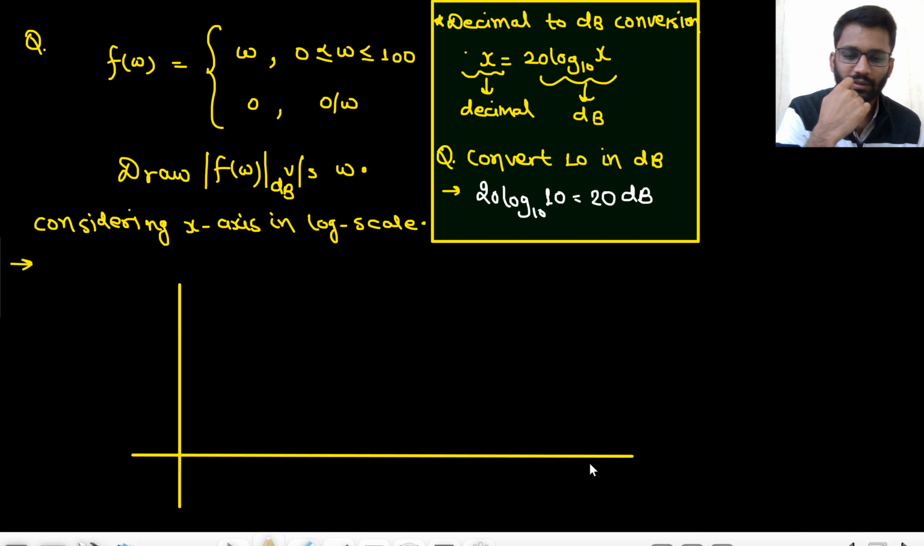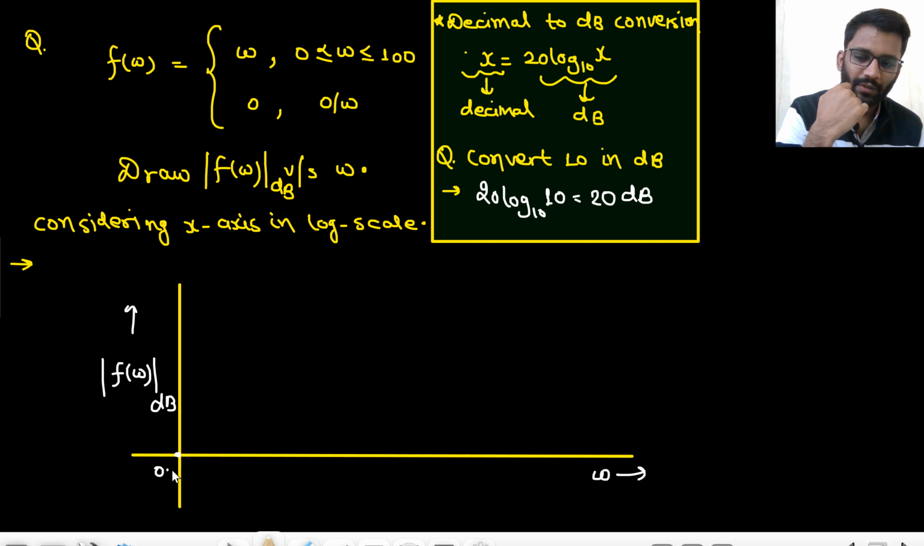So this is omega. And this is f of omega in dB. These values you have to remember actually. You are starting from 0.1. What are the values of omega you are putting? 0.1, 1, 10, 100, at constant gaps.